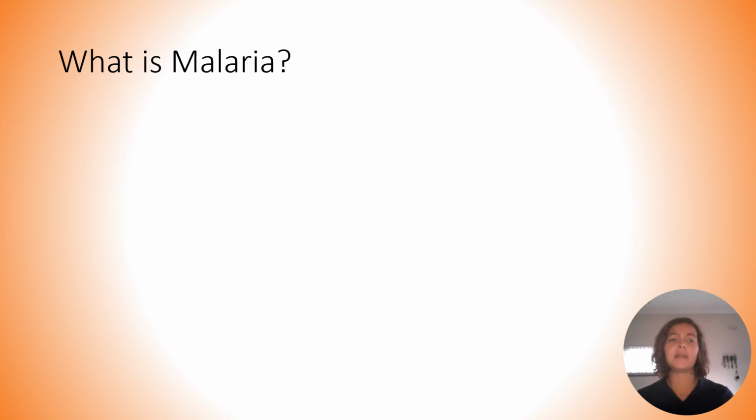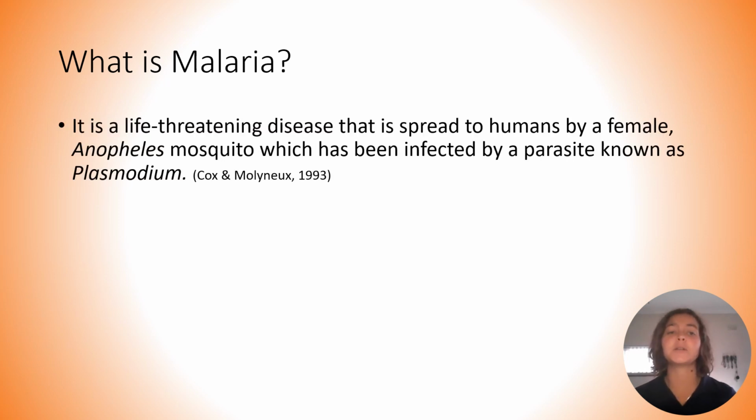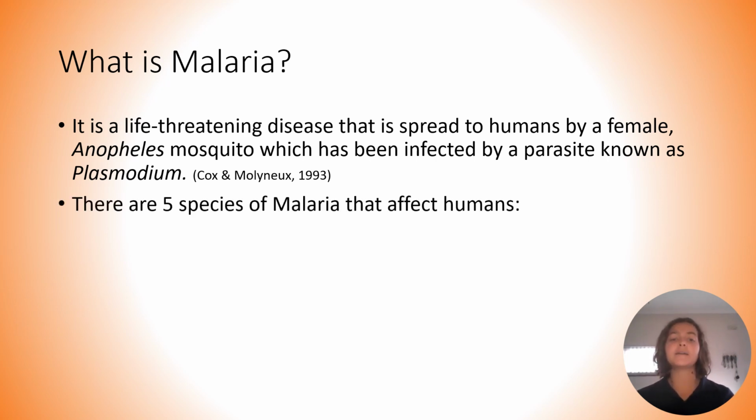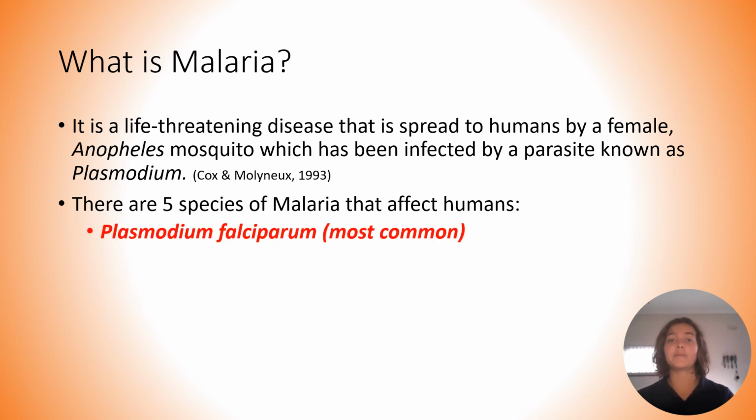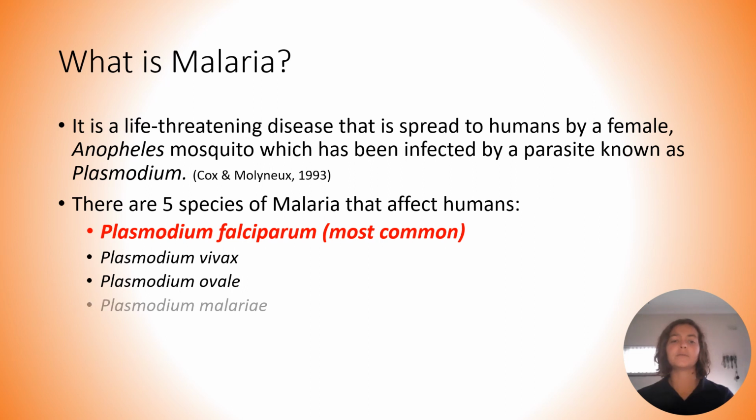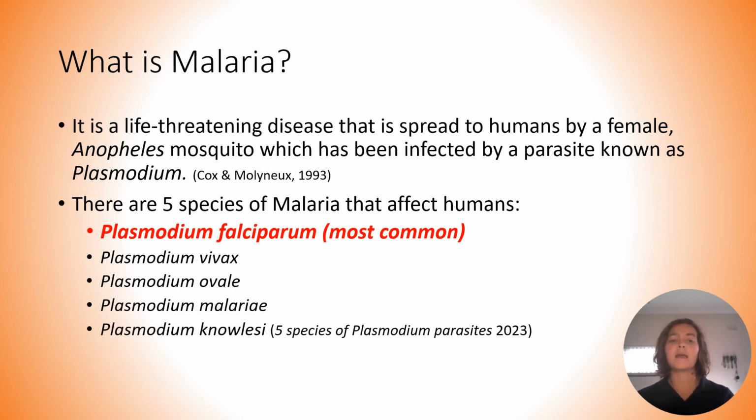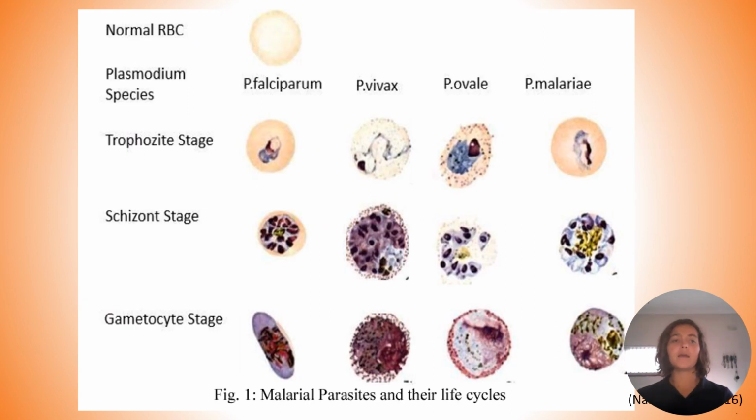What is malaria? Malaria is a life-threatening disease that is spread to humans by the female Anopheles mosquito, which has been infected by a parasite known as Plasmodium. There are 5 species of malaria that affect humans, namely Plasmodium falciparum, which is the most common, Plasmodium vivax, Plasmodium ovale, Plasmodium malariae, and Plasmodium knowlesi. This picture demonstrates the malarial parasites during the stages of their life cycles.